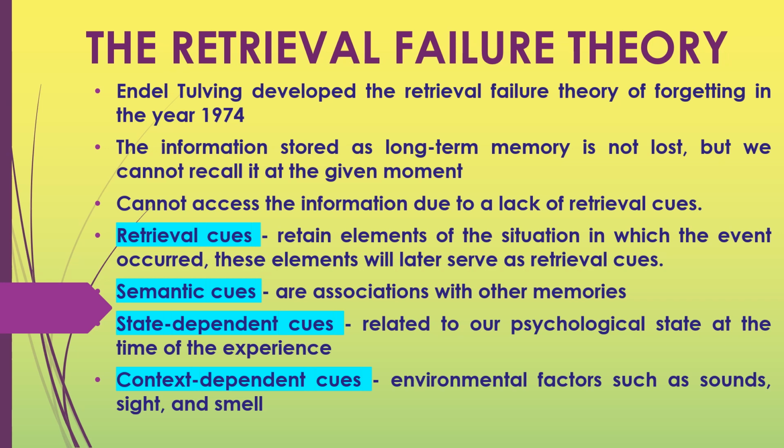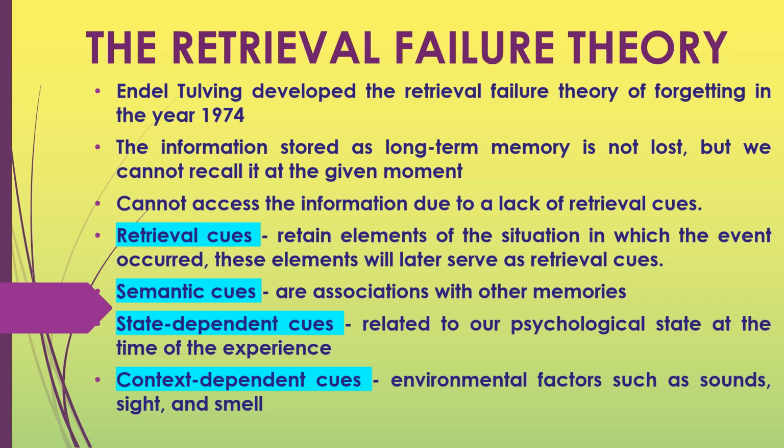The two main reasons for failure in memory are, first, a failure in encoding, due to which the information never made it to the long-term memory. Then there could be retrieval failure, where we cannot access the information due to the lack of retrieval cues.